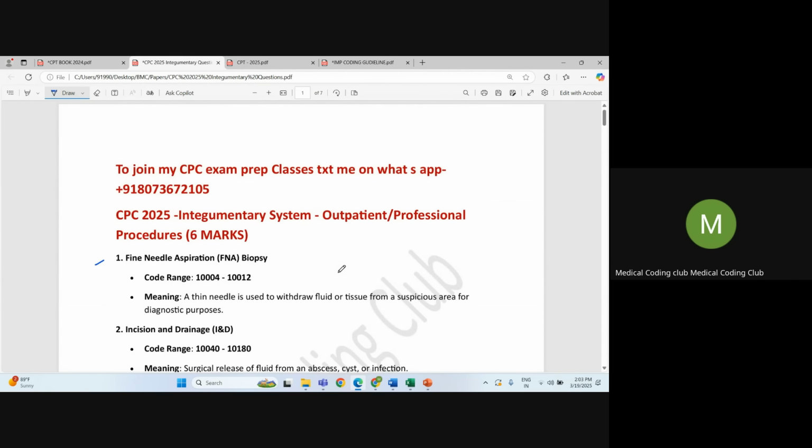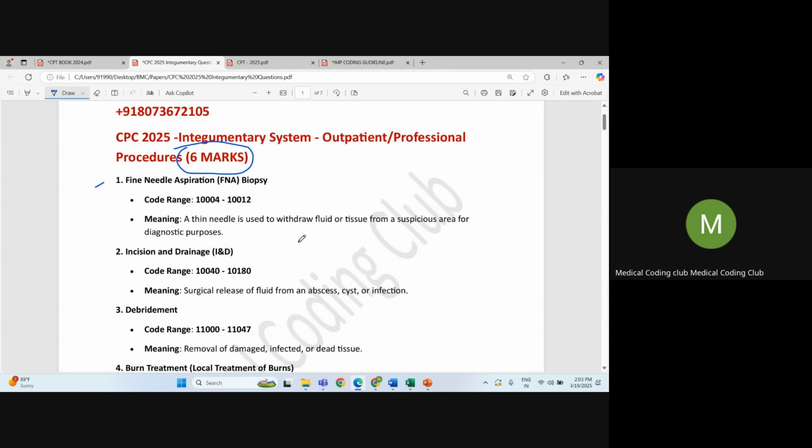For example, if you are a beginner, then you just have to start. It's a roadmap for you: what are the concepts you should sit and study from the integumentary section. The integumentary section will give you 6 marks in your CPC exam. So the first concept, you should start with FNA.